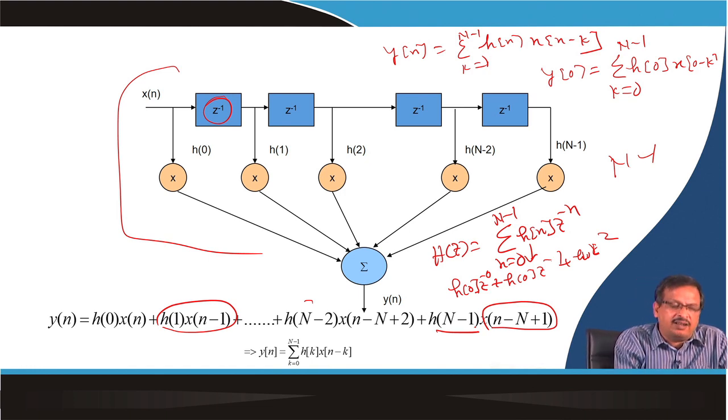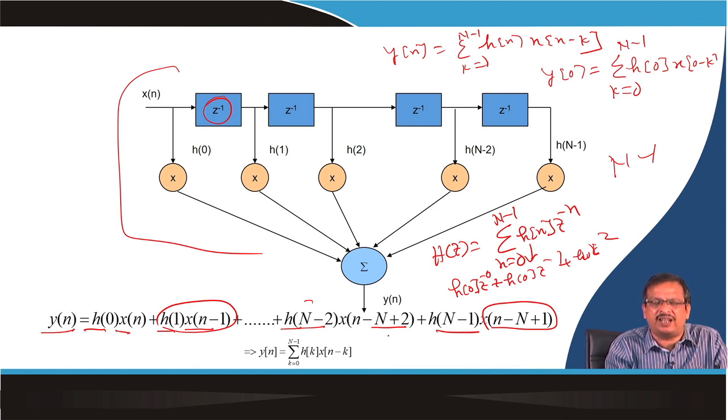Okay. So I get this: y(n) is equal to h0 into x(n), plus h1 into x delayed by one sample, then h(n minus 2) into the two sample delay of x(n), and h(n minus 1) into the n minus 1 sample delay of x(n). So I get this convolution function.